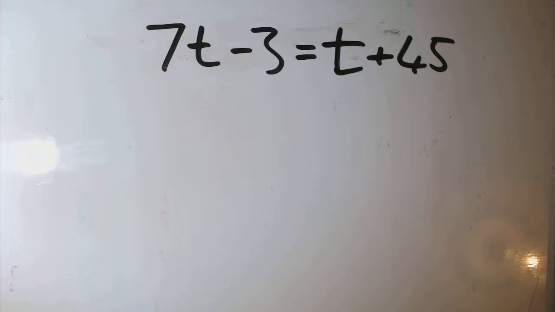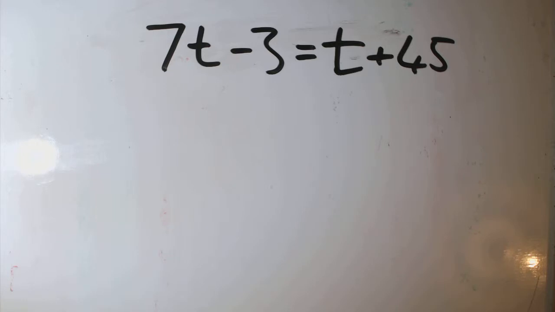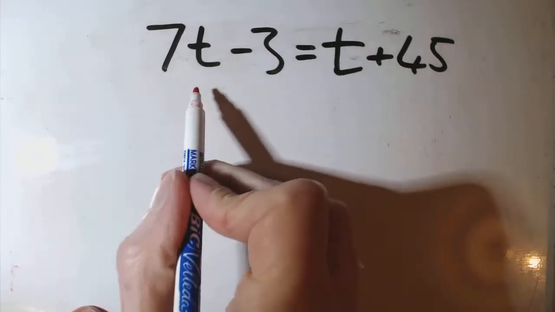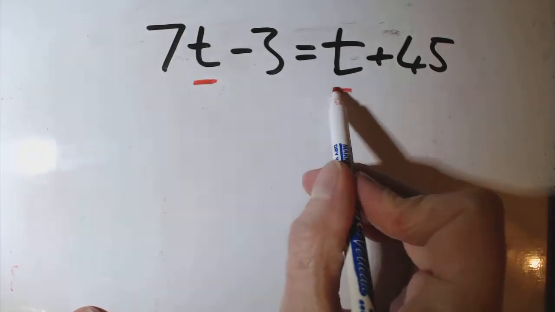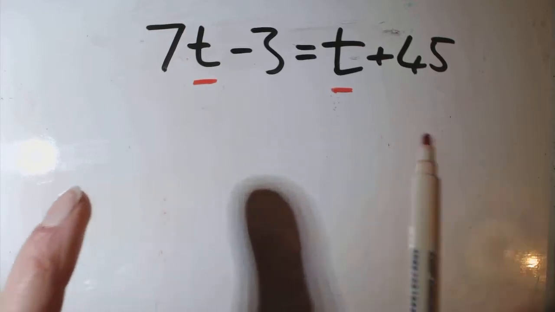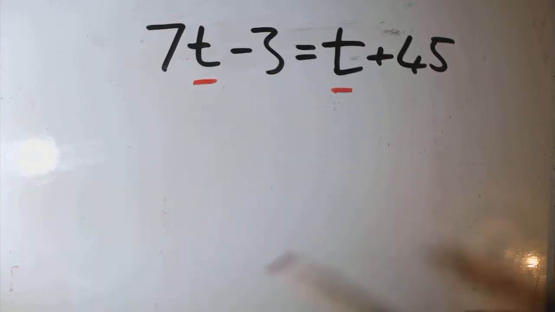Hey, so we're going to solve this, and so we'll end up finding out what t equals. Okay, so 7t minus 3 equals t plus 45. So you'll notice t appears twice in the equation. Okay, so what we're wanting to do is get t's on one side of the equal sign and numbers on the other side, and then we'll find out what t actually means.